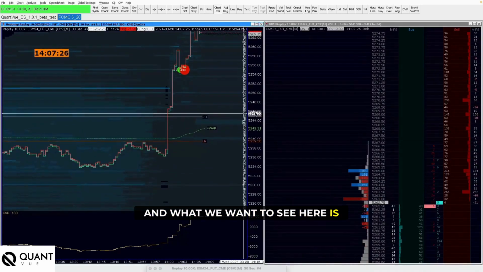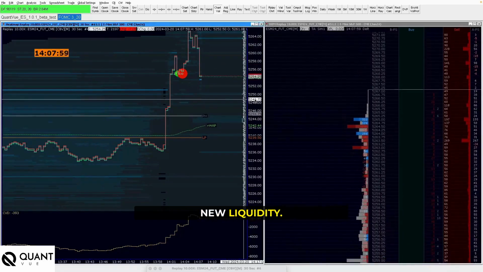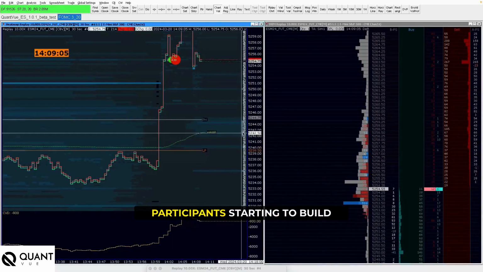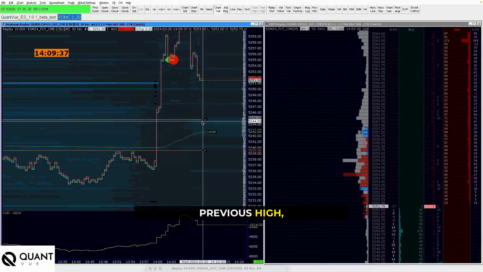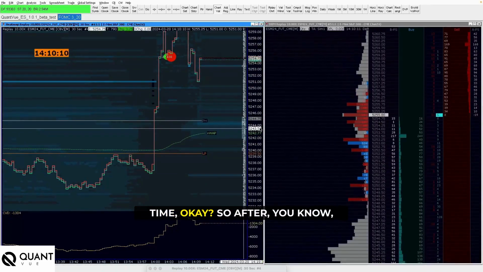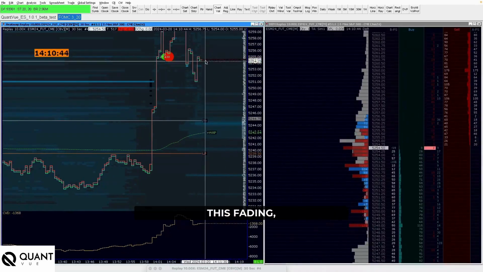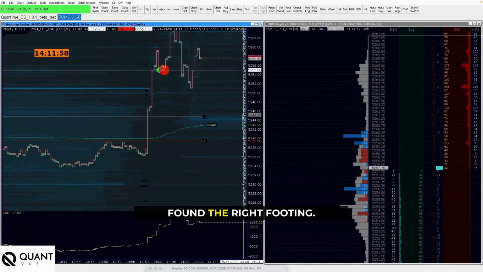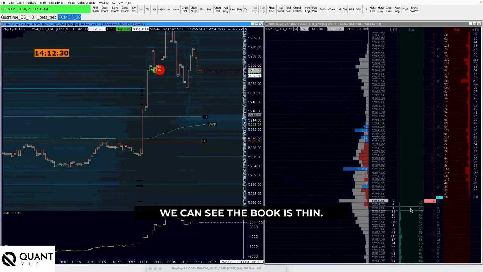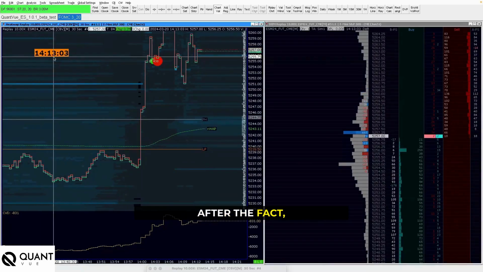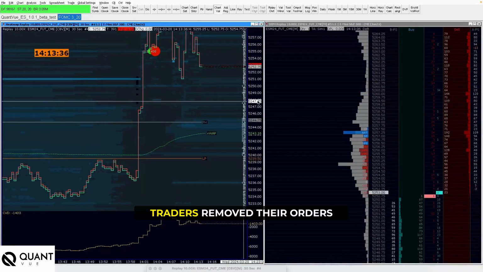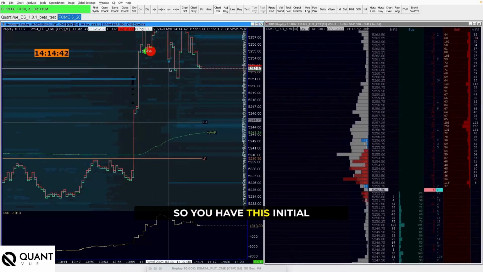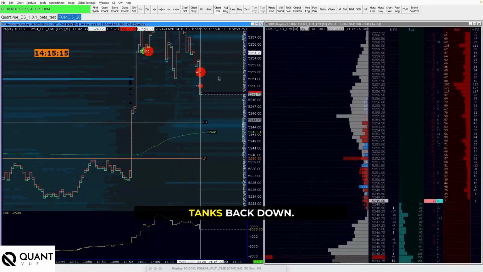What we want to see here is where the market is building new liquidity. Look where it happens, okay? We can see the strong market participants starting to build their orders on the previous high and the VWAP. We can see this in real time. After this fading, the market still hasn't found the right footing. We can see the book is thin, and then after the news, you can see how it starts to build up. Traders removed their orders from the book, creating a thin book, so you have this initial swing to the upside and then the market tanks back down.